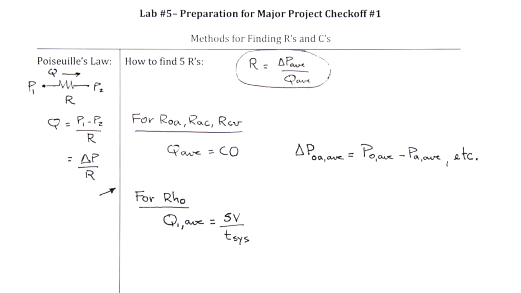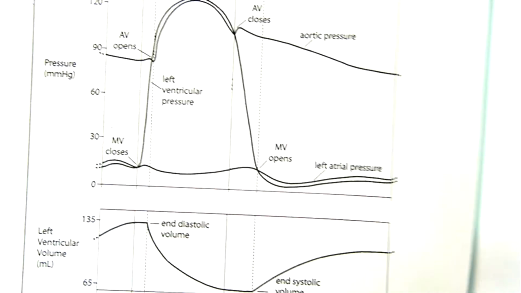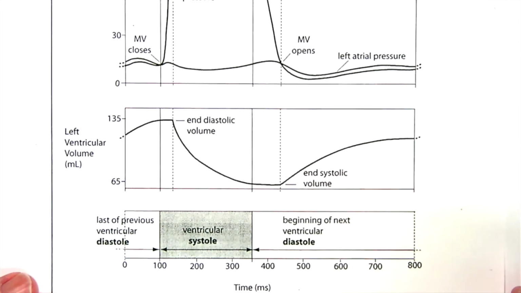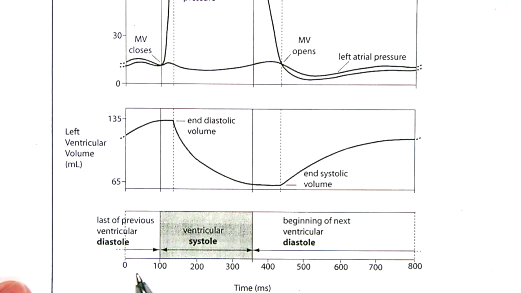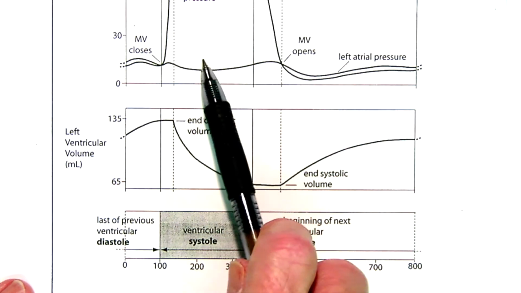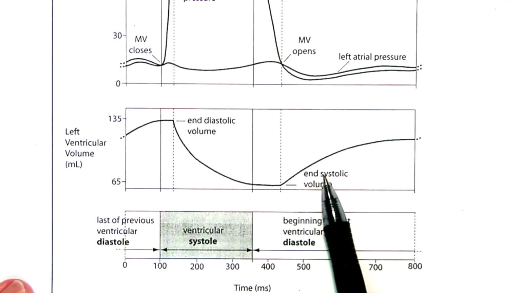Well, we find that from a very, very helpful diagram in the textbook called the Wiggers diagram. And the Wiggers diagram actually is a time-based diagram. Along the horizontal is time. The 800 milliseconds is a typical cardiac cycle for a heart that's at rest. That's the one we're going to use. Everybody's going to use 800 milliseconds here, or 0.8 of a second. And up in the vertical are various pressures in the heart and the aorta, and volumes.